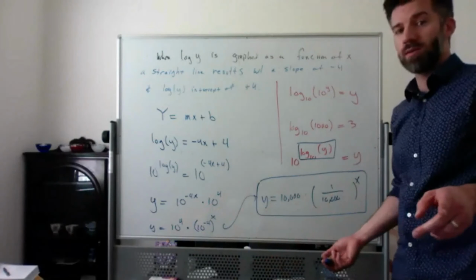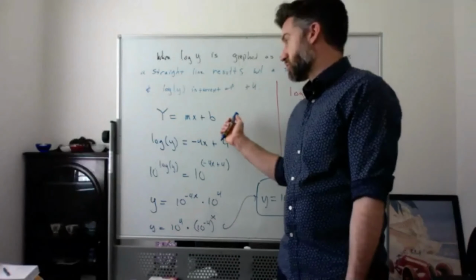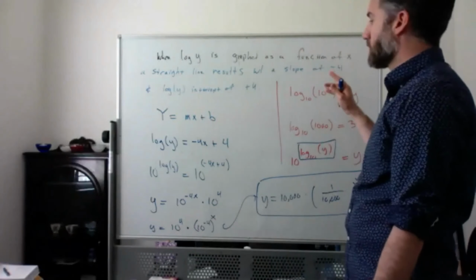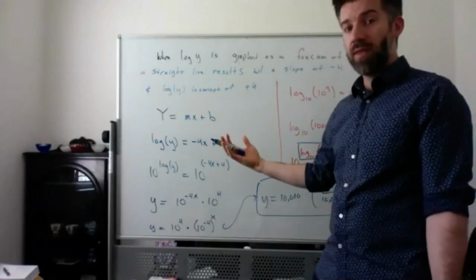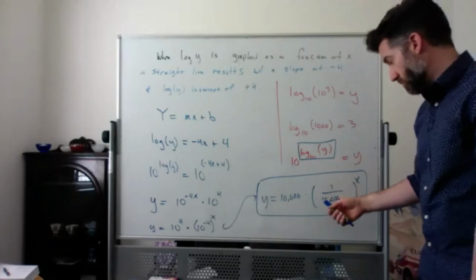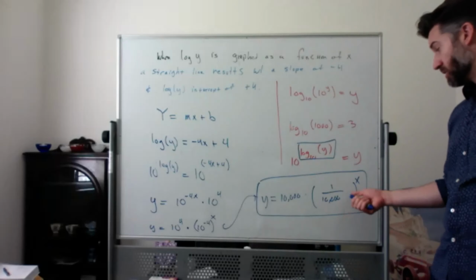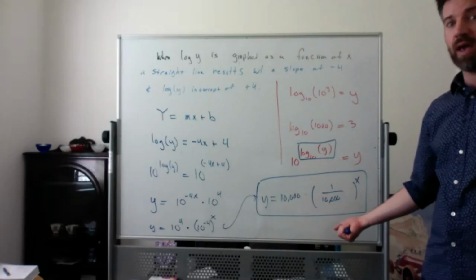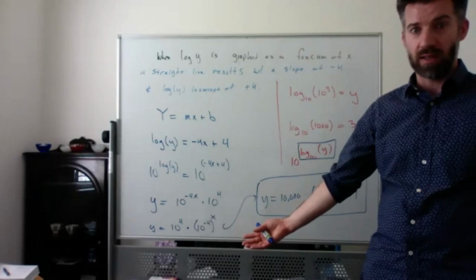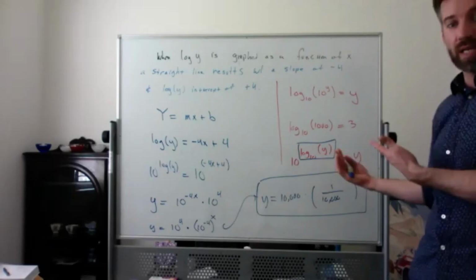The thing I really want to point out here is that this semi-log graph that was a straight line ended up corresponding to an exponential function, which is something we said already. So exponential functions have semi-log graphs that are straight lines, and vice versa. Semi-log graphs that are straight lines come from exponential functions.